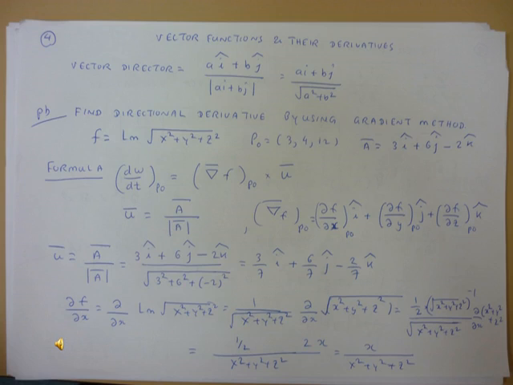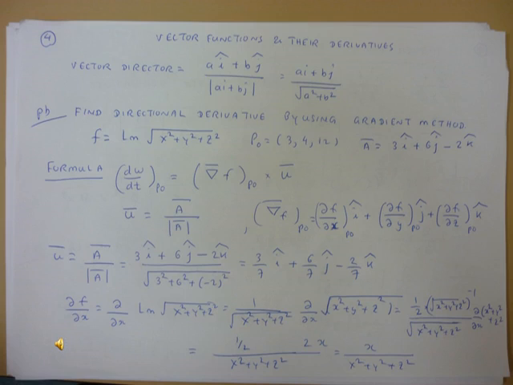And therefore, del F at B0 is equal to del F by del X at B0 i plus del F by del Y at B0 j plus del F by del Z at B0 k. So those are the formulas to be utilized.